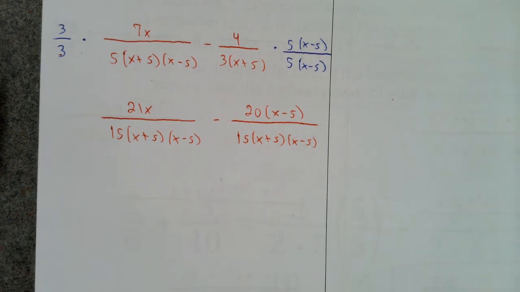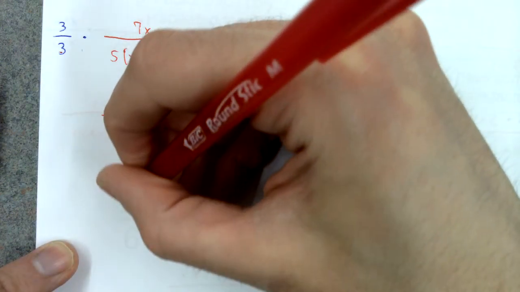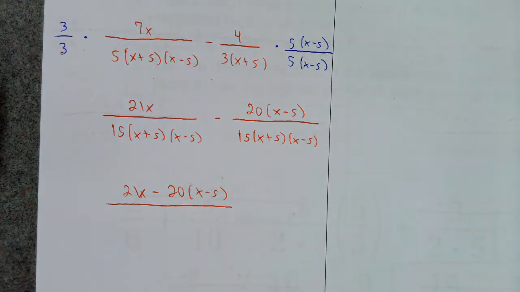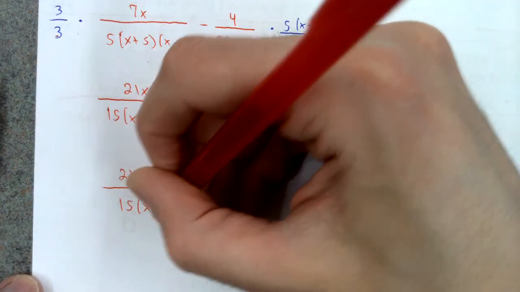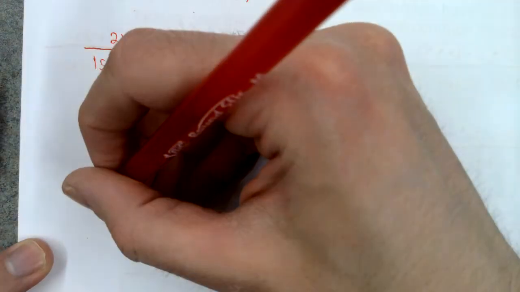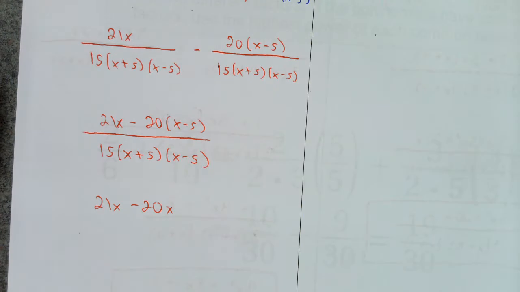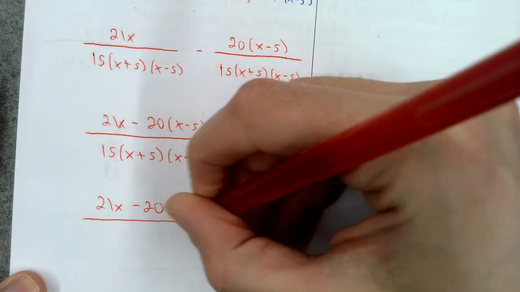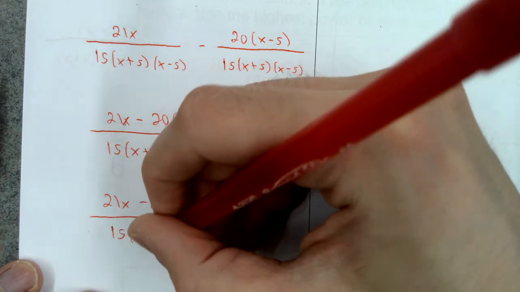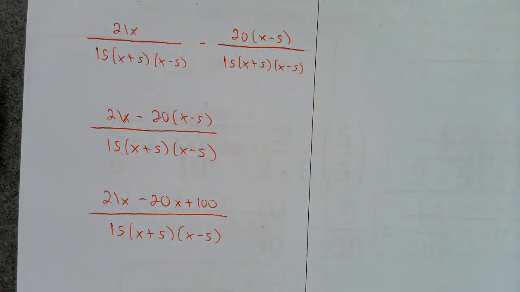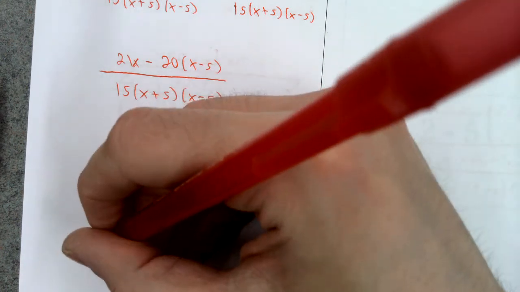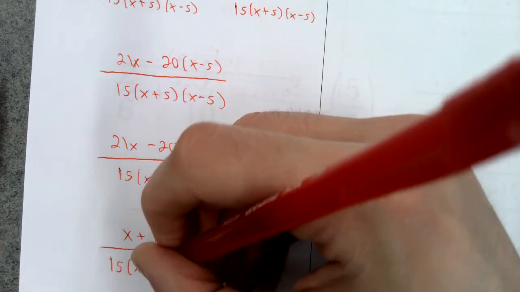Again, I'm not going to combine any steps, so in the next step, I'm just going to write 21x minus 20 times x minus 5 over 15 times x plus 5 times x minus 5. Distribute: 21x minus 20x plus 100. Negative 20 times negative 5 is positive 100. And that's over 15 times x plus 5 times x minus 5. And then combine like terms, and that's the answer. x plus 100 over 15 times x plus 5 times x minus 5.